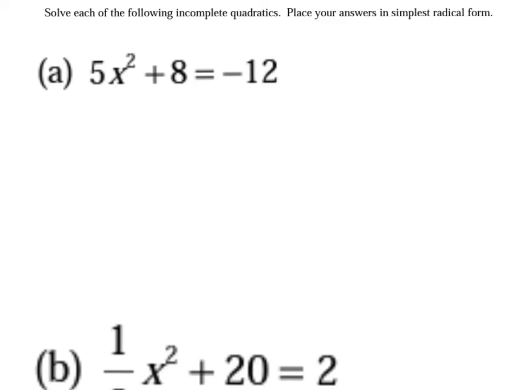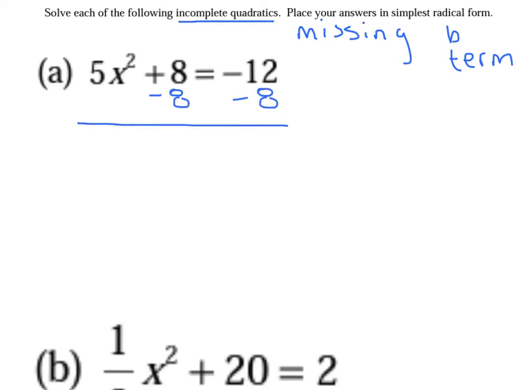All right, little review. We're going to incorporate a concept that we did last week with this new idea today. We're talking about incomplete quadratics. And by definition, an incomplete quadratic is one who is missing what? They're missing their b term. All right, so we're missing the b term. And so what we're going to do on this first one is subtract 8 from both sides. Just in case it's too fuzzy, the original equation said 5x squared plus 8 equals negative 12, and I'm going to subtract 8 from both sides. So I've got 5x squared equals negative 20.